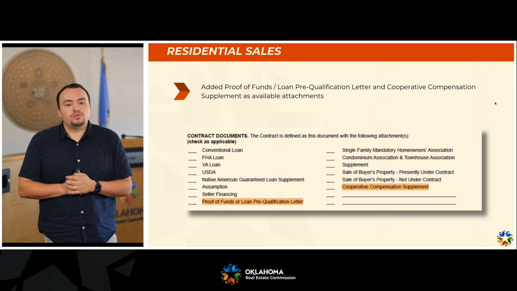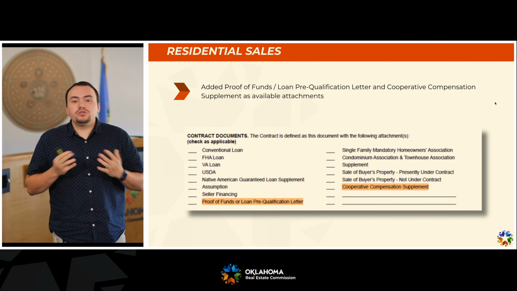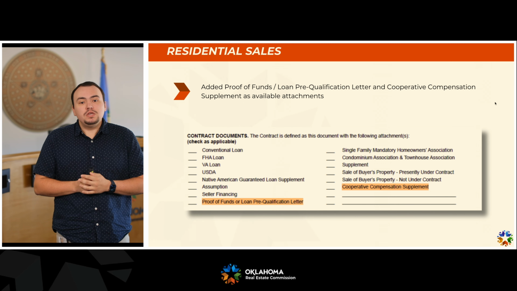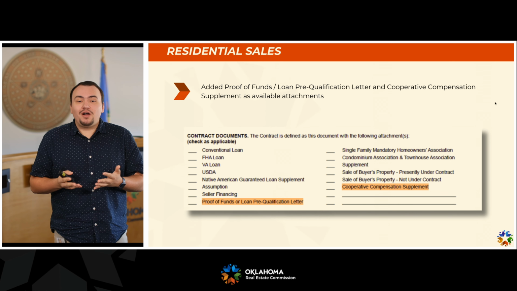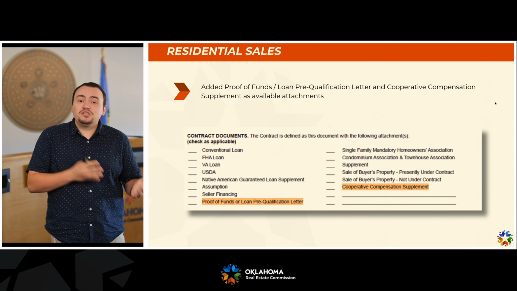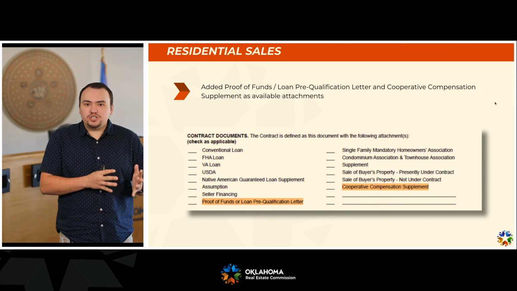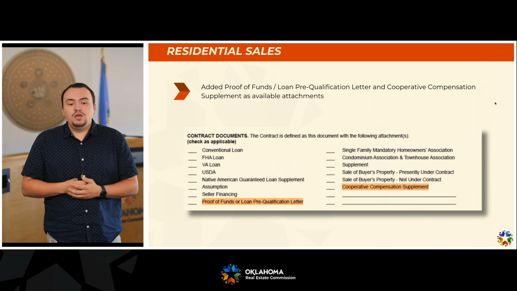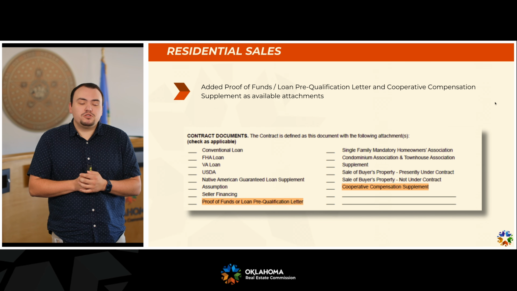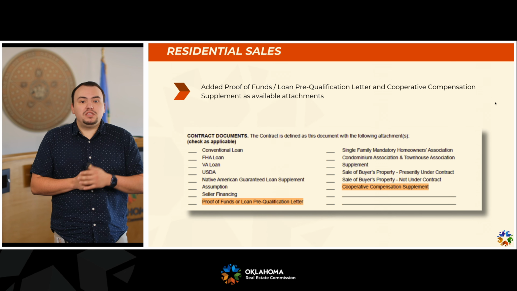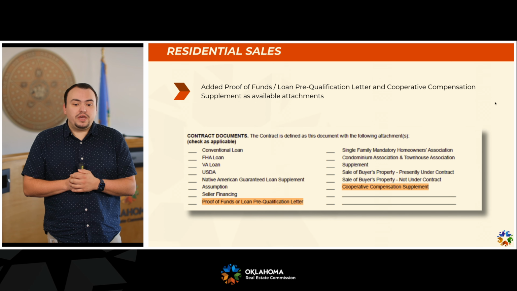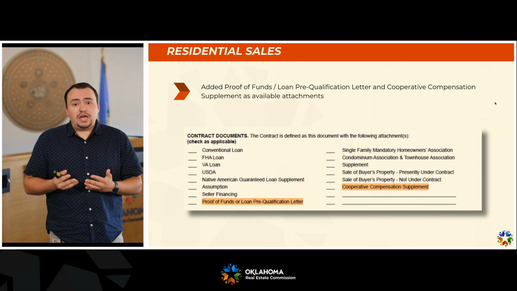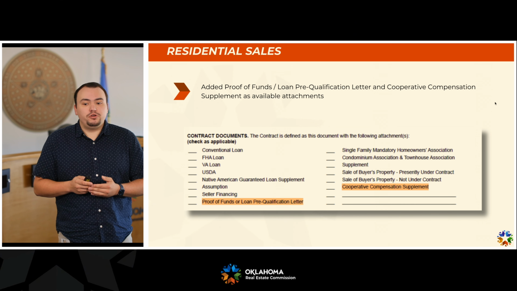I'm going to take you first through the residential sale contract and show you some of the changes that we made on this form. The first one you'll notice is the cooperative compensation supplement. We actually made that change in our July revision of the contract, and so hopefully you've already had a chance to experience that change. One other change that we're making for 2025 is to add the proof of funds or pre-qualification letter option under the attachments, so you can attach that as a part of your contract.